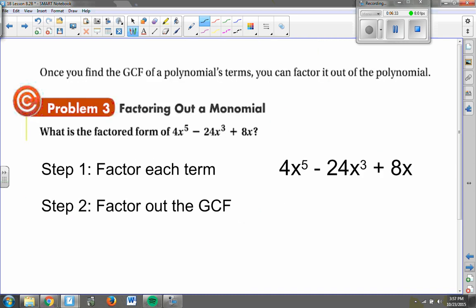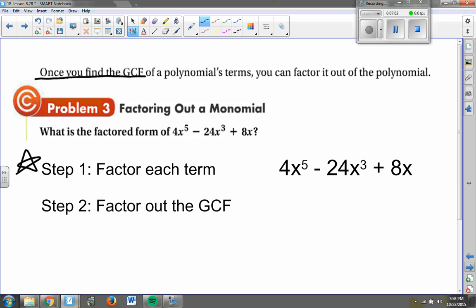All right, once we find the greatest common factor of a polynomial's terms, we can factor it out of that whole polynomial and create what is called the factored version. Now, when we get to the end of this, this will look exactly like the opposite of yesterday's. First step, step 1, is once again to factor each term.